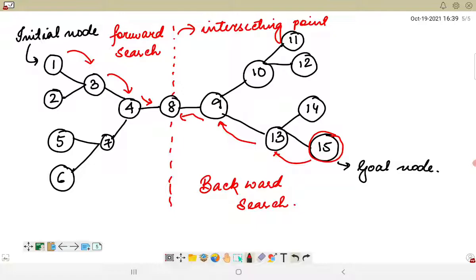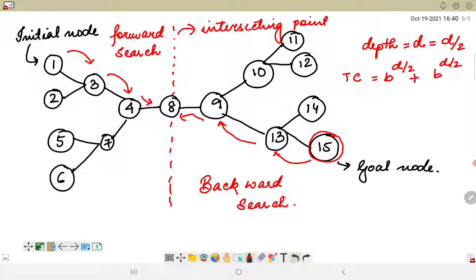So the time complexity associated with this is, for forward search, if we consider the depth of the entire search to be d, it does not need to traverse the entire space. So the depth finally will be converted to d by 2. So the time complexity of the forward search will be b to the power d by 2, and the backward search will also be the same thing. That means we do not have to traverse the entire search space and it will be divided. So we will have b to the power d by 2.